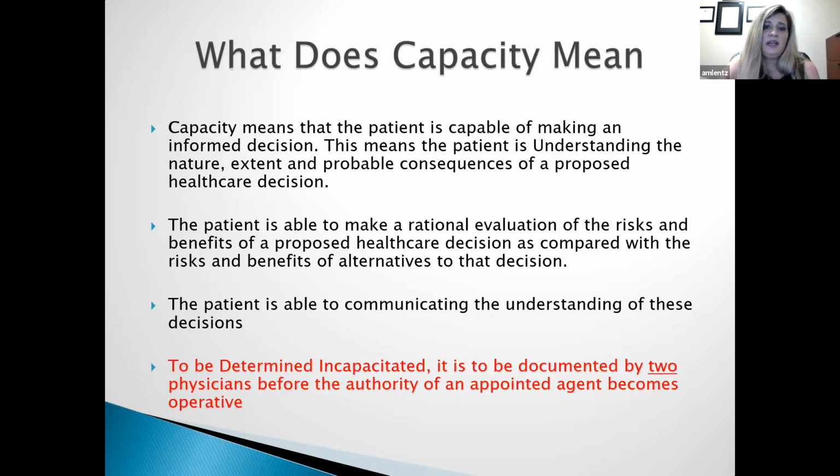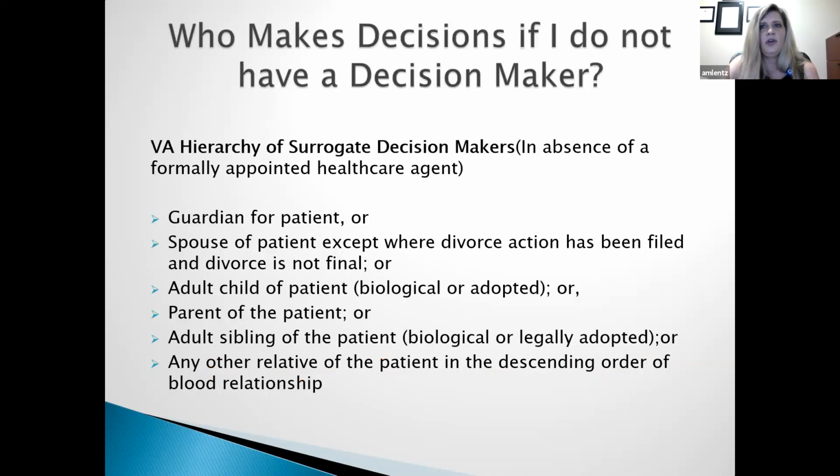To be determined incapacitated, it really requires documentation of two providers before the authority of an appointed agent becomes operative. So there is a lot. If you have an advanced care plan, it goes into effect when you're no longer capable of making decisions.